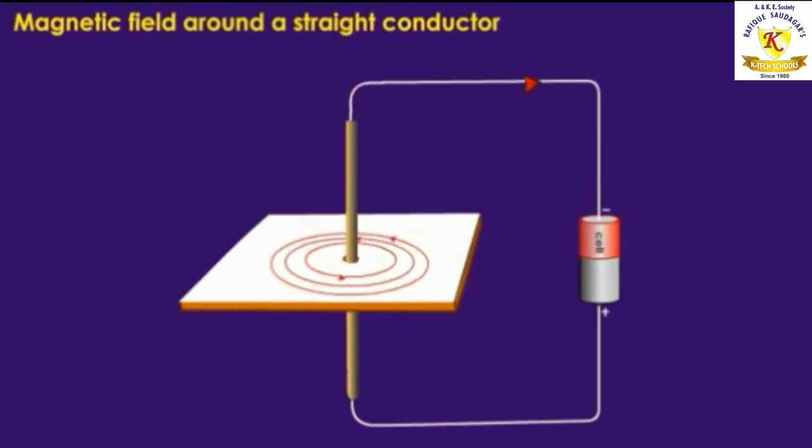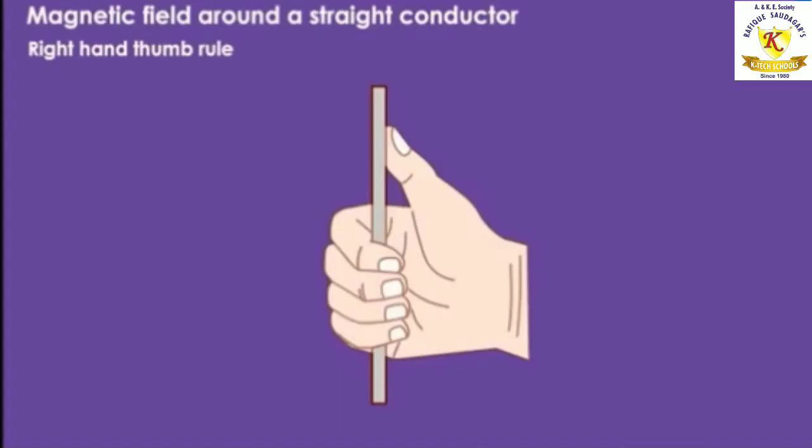If the strength of the current is increased, then the number of lines of force around the conductor also increases. This in turn increases the magnetic strength of the conductor. Understood, children? So, let's see the next one now.